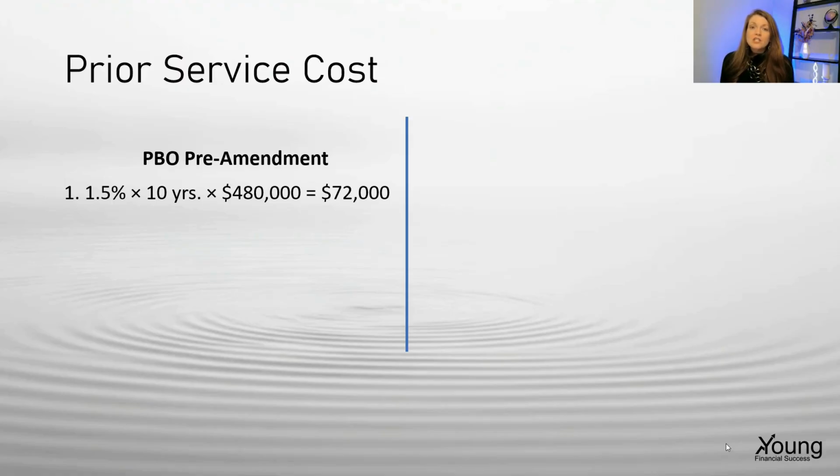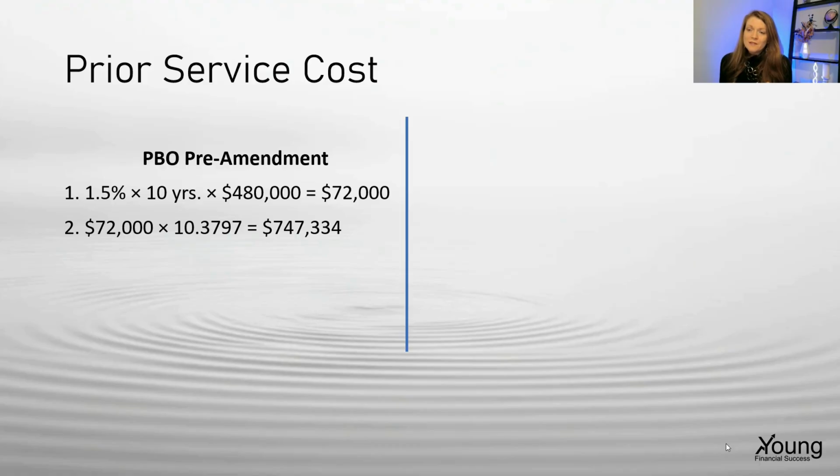That gave us $72,000 that she would get paid out every year for the rest of her life after she retired. So we took that $72,000. Remember, this was all in the timeline in the first video. If you didn't watch the first video, you definitely should. It's really important for understanding how to calculate the projected benefit obligation.